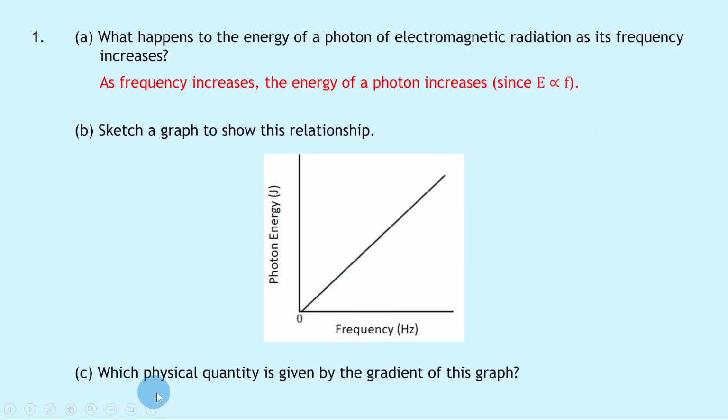And lastly, part C says which physical quantity is given by the gradient of this graph. Well, remember the equation relating these two variables is E equals hf, where h is Planck's constant. And if we plot E, the photon energy on the y-axis, and f, the frequency of the photon on the x-axis, then if we compare E equals hf to the equation for a straight line, y equals mx plus c, there would be no c in this case, no y-axis intercept, but if our y-axis was E and our x-axis was f, then that leaves the gradient of the straight line being h, Planck's constant. So we can say that the gradient of the line on this graph would give you Planck's constant h.